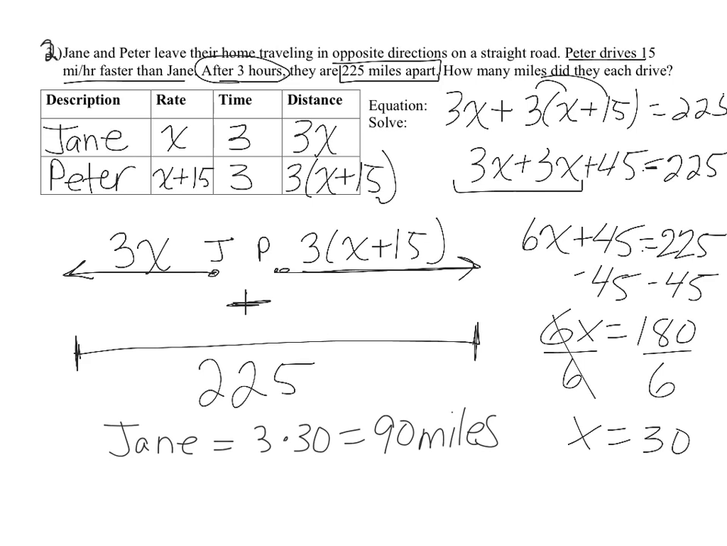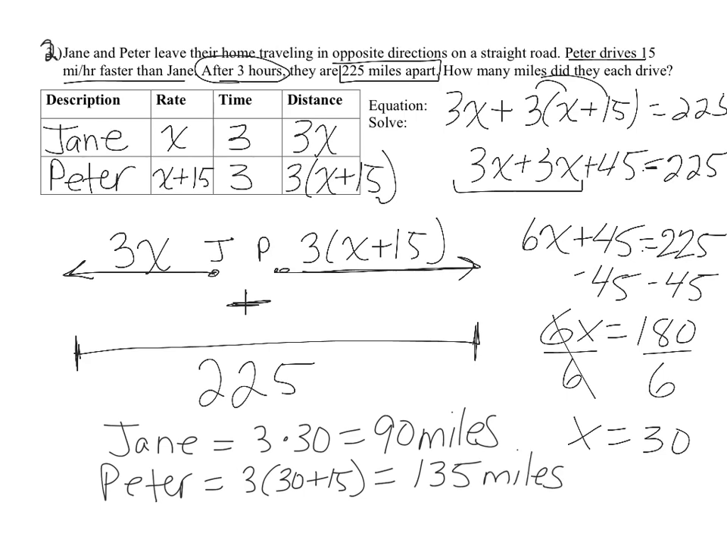And then Peter, his distance is going to be 3 times x plus 15. So that's going to be 30 plus 15. So we would just do 30 plus 15, which is 45, times 3. And that's going to give me 135 miles. And so Peter traveled for 135 miles. This right here is the answer to the question.